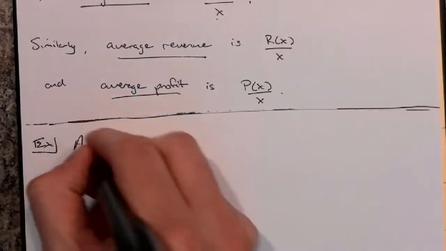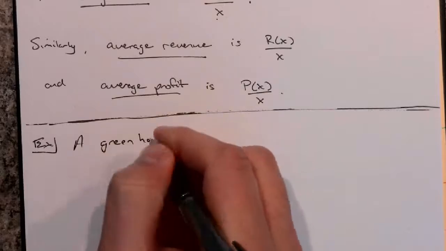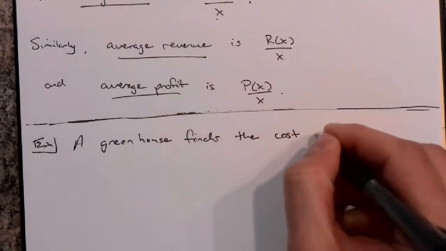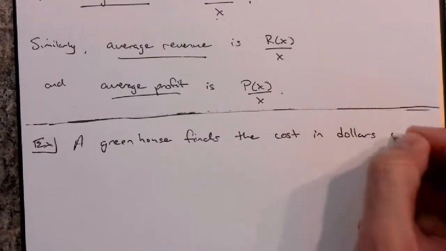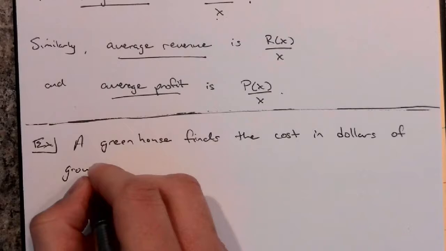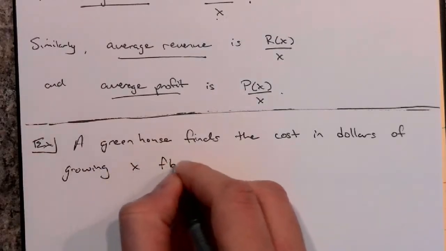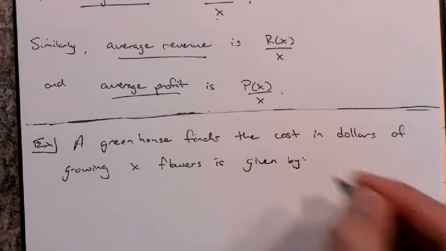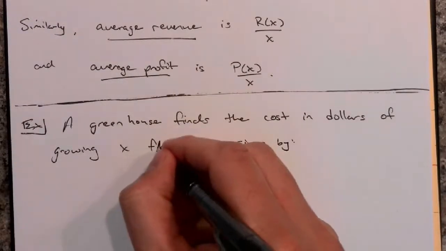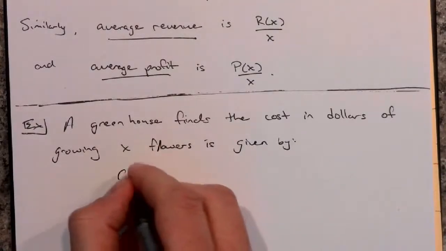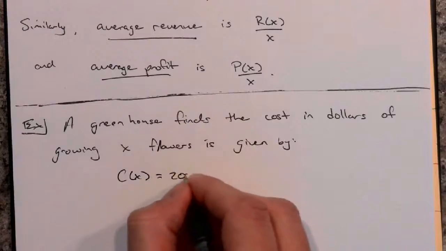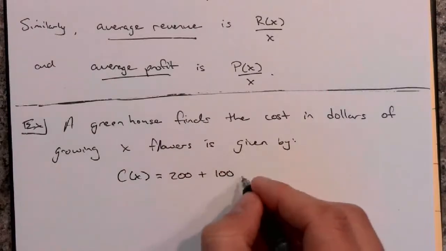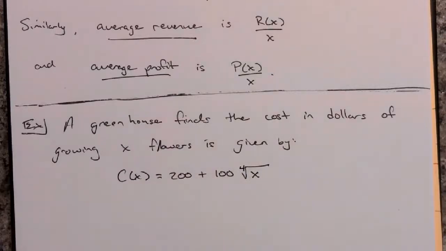So a greenhouse finds the cost in dollars of growing X flowers is given by, so they're going to give you a function here, and the cost function, C of X, is equal to 200 plus 100 times the fourth root of X. So that's the cost function. They're giving us this.